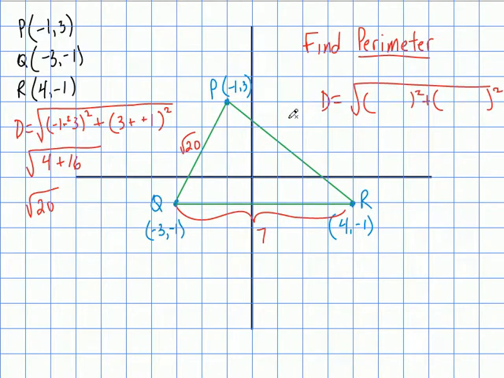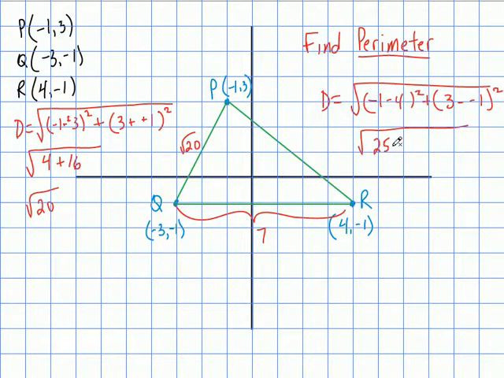Subtract the x's this time, right? Negative 1 minus 4. Negative 1 minus 4. Subtract the y's. 3 minus a negative 1, just like we did before. Negative 1 minus 4 is negative 5, but I square a negative 5, which gives us 25. It's positive 25. That's a problem a lot of people have.